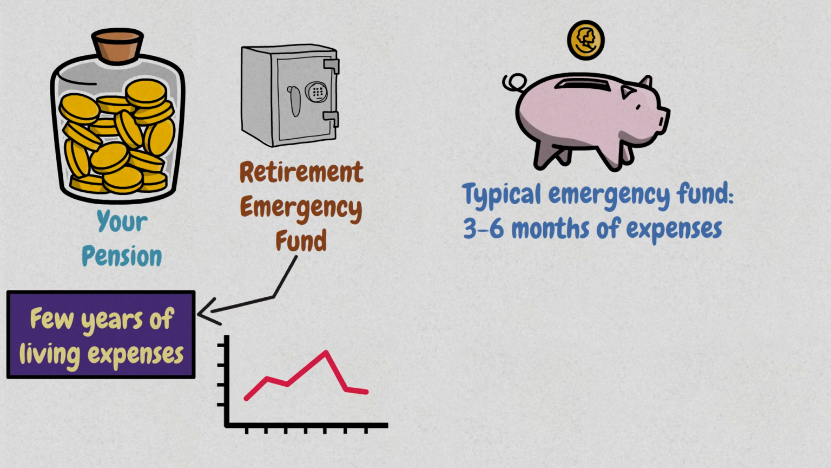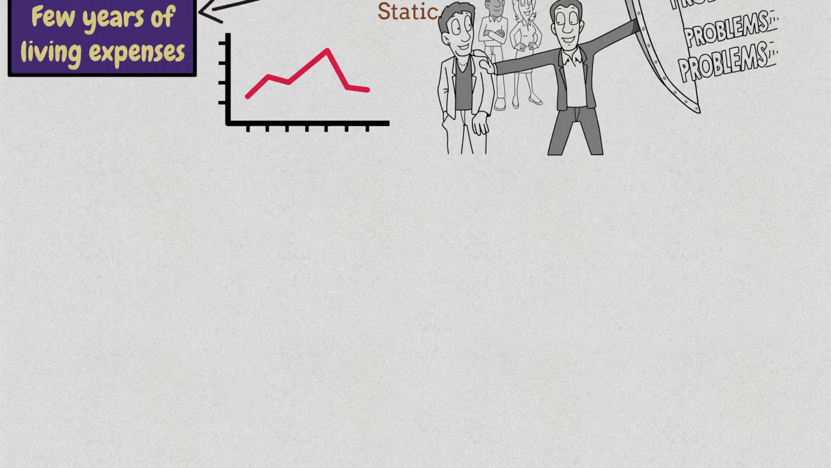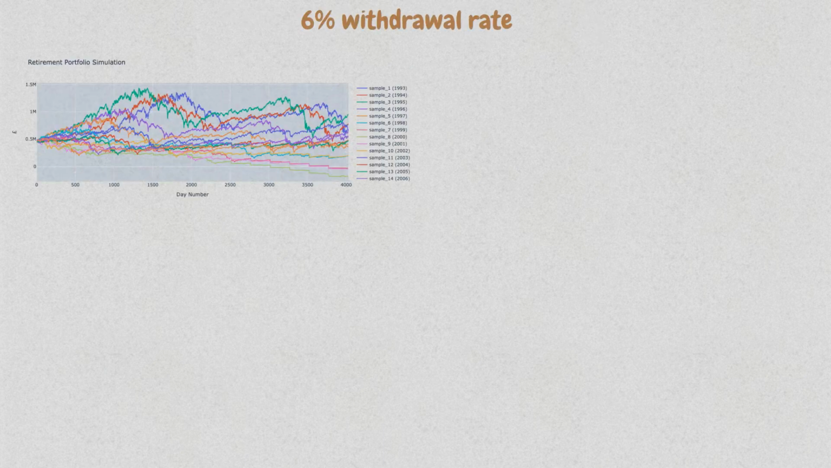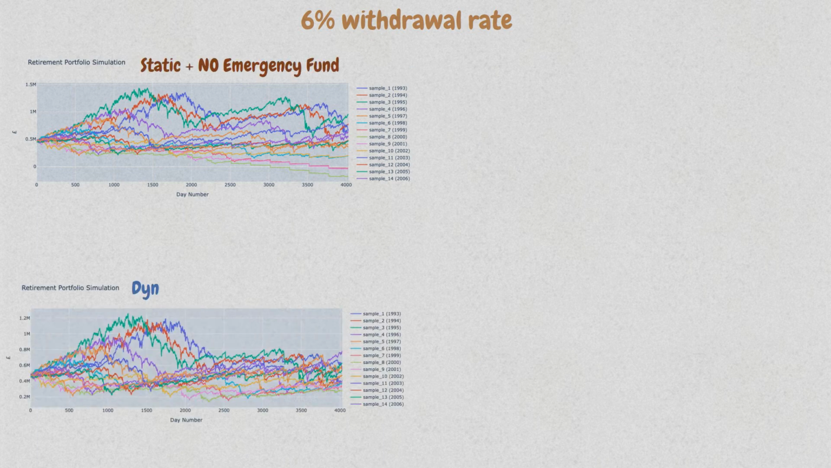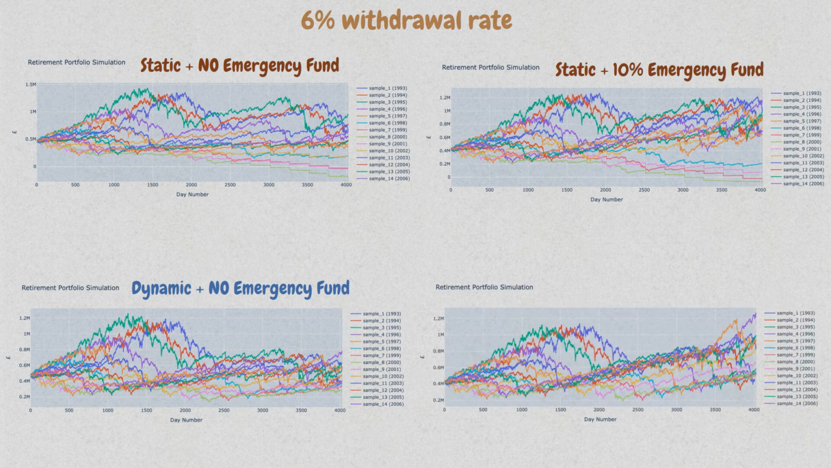The great thing if you have a retirement emergency fund is that it will offer some protection irrespective of whether you're using the static or dynamic rule. Again, let's illustrate this using historical data. I'm going to use a 6% static rule to exaggerate a portfolio failure and show you how a retirement emergency fund helps. On the left, you have portfolio samples without an emergency fund, and on the right, you have the same samples with a 10% emergency fund.